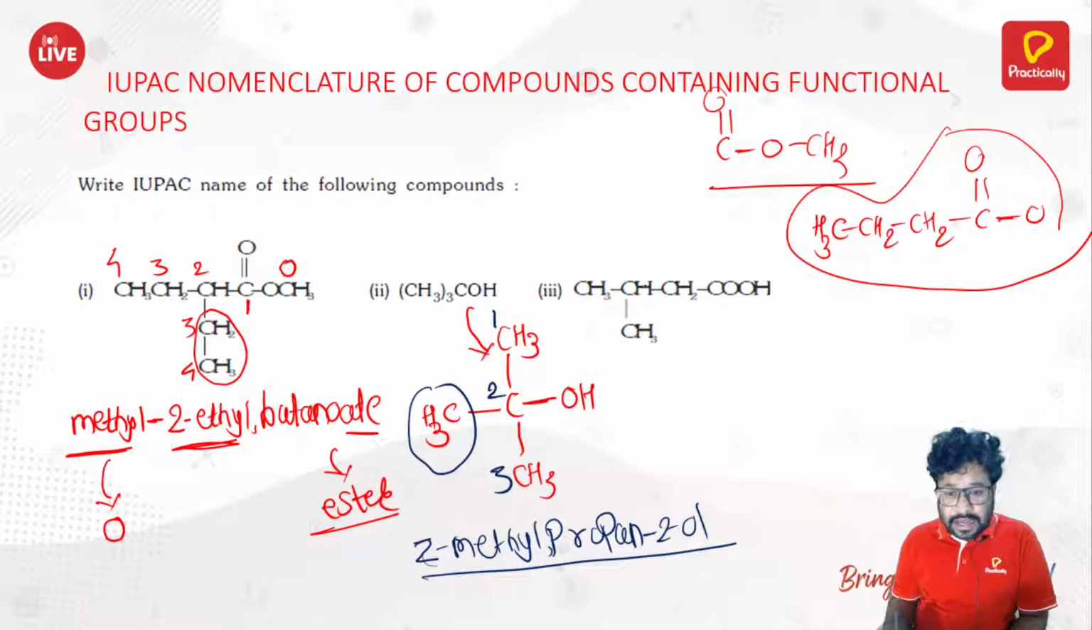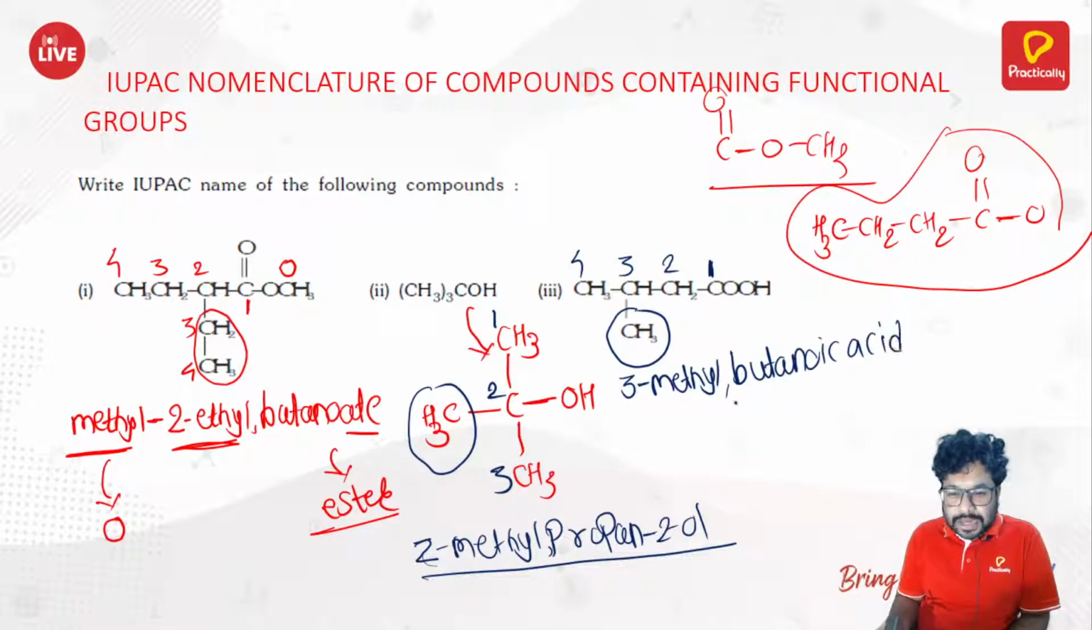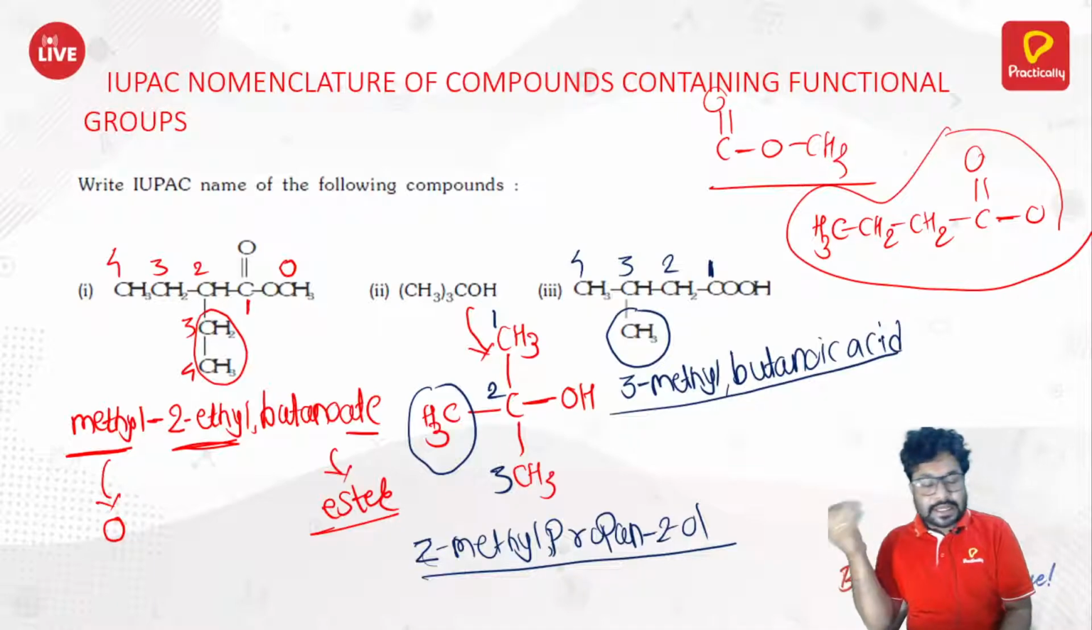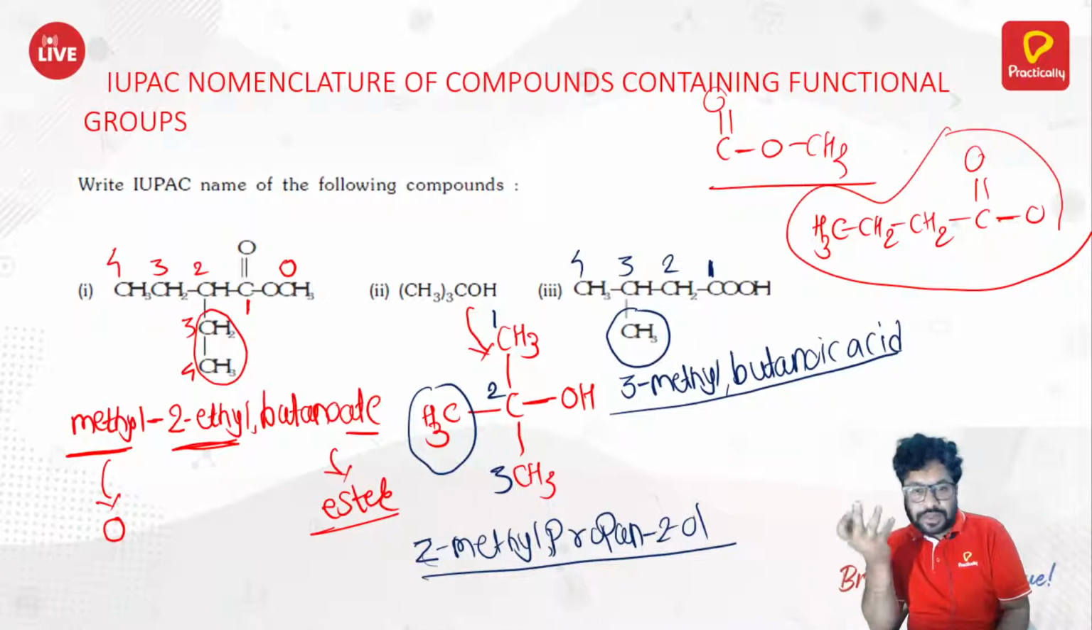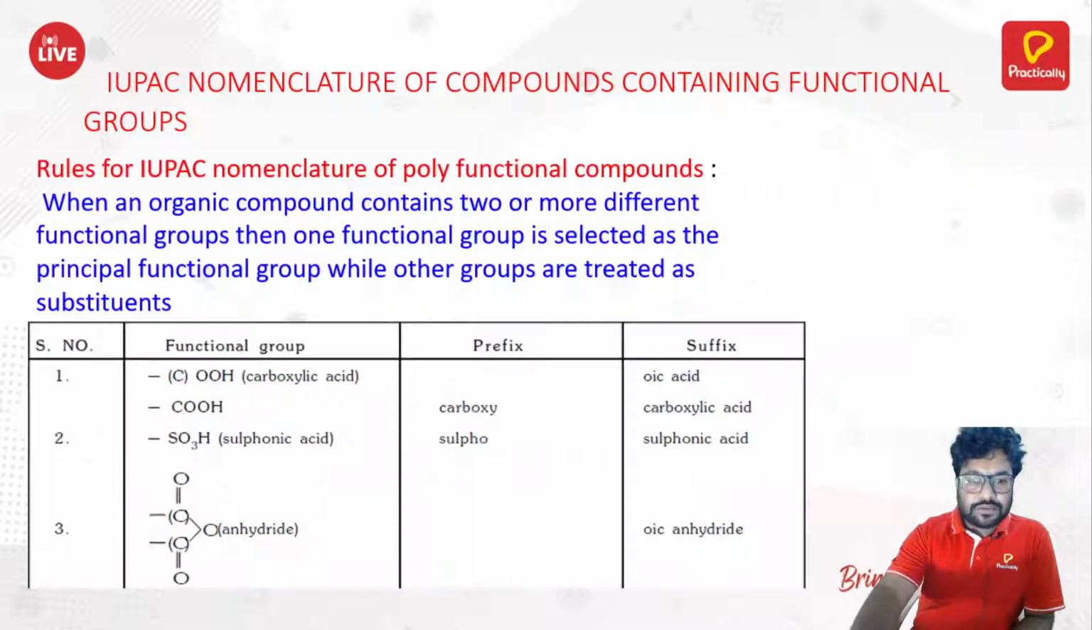Similarly, if you name this compound, it's a COOH, right? So again, it's a chain terminating functional group now. So you go like this: 1, 2, 3, 4. This is your substituent, present at the third position. So you write 3-methyl, comma, butanoic acid. You don't need to write the position of the acid here because it's a chain terminating functional group, so it is going to be the first position only.